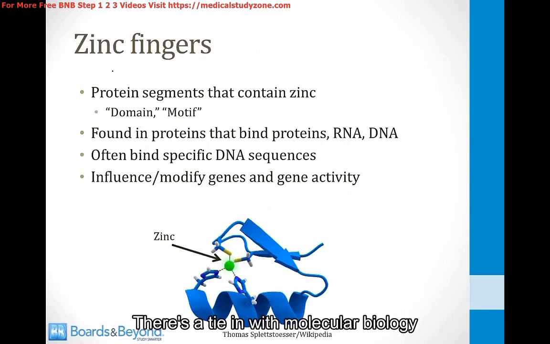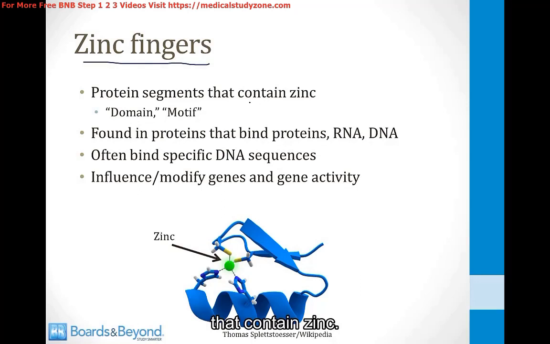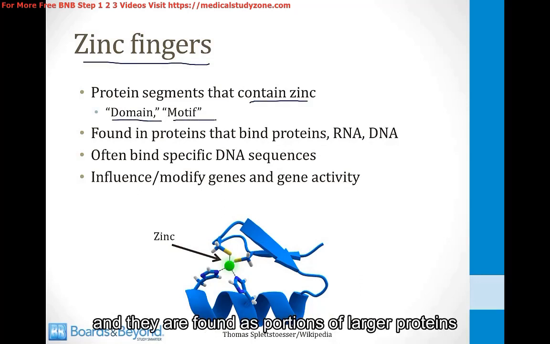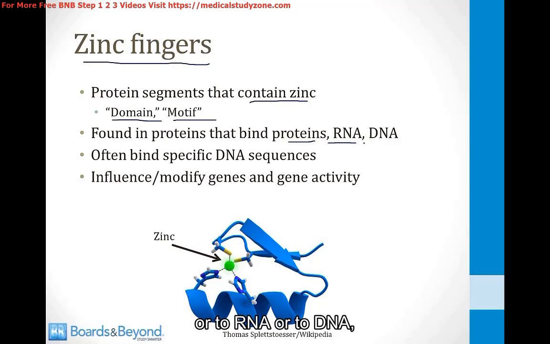There's a tie-in with molecular biology that has to do with zinc that they like to ask you about in step 1. This has to do with zinc fingers. Zinc fingers are segments of larger proteins that contain zinc. They're sometimes called a protein domain or a protein motif, and they are found as portions of larger proteins, and this portion of the protein binds to other proteins or to RNA or to DNA.